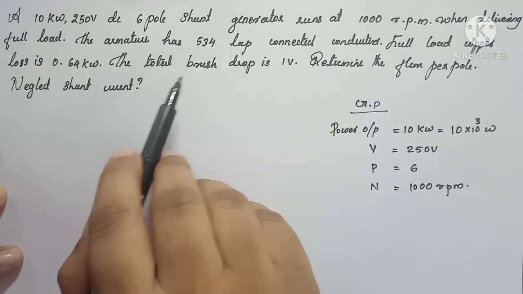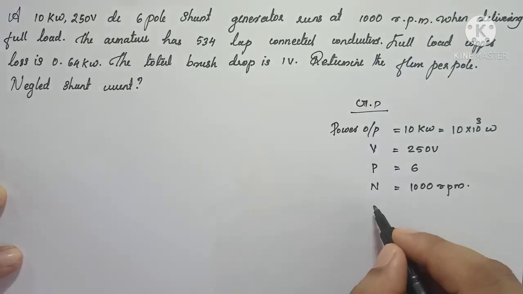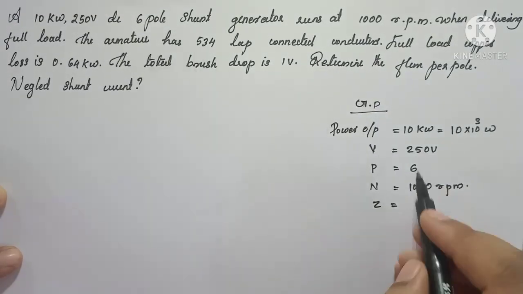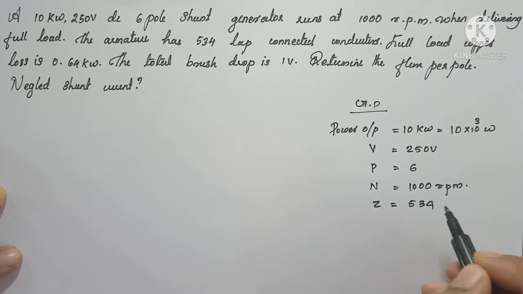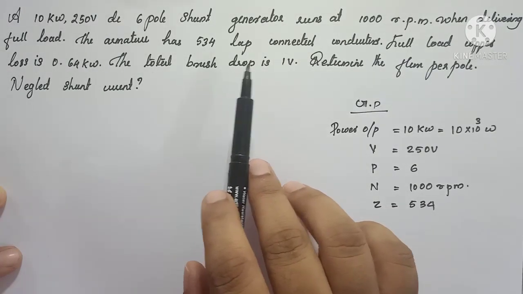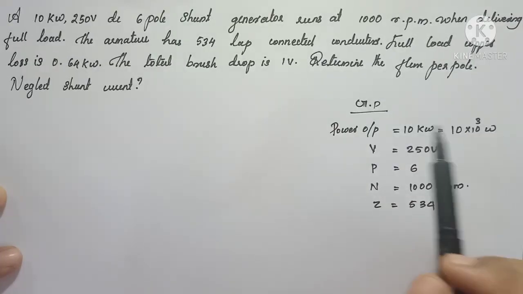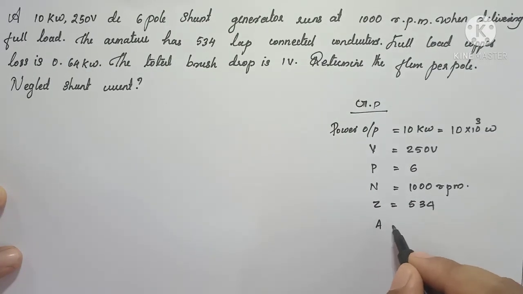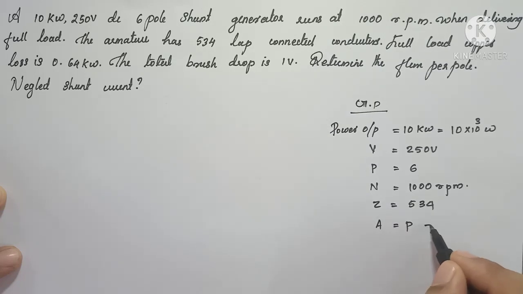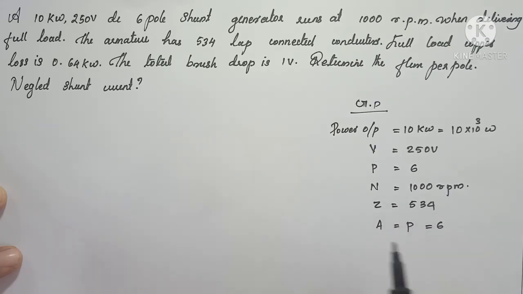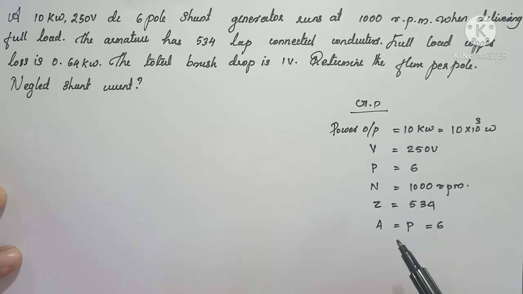The armature has 534 lap connected conductors. So the total number of conductors Z is equal to 534. And it is given that it is lap connected windings. So in lap connected windings, number of parallel paths A is equal to number of poles, that is 6. For wave windings, number of parallel paths is always 2 for simplex windings. So it is given here, it is lap connected windings.